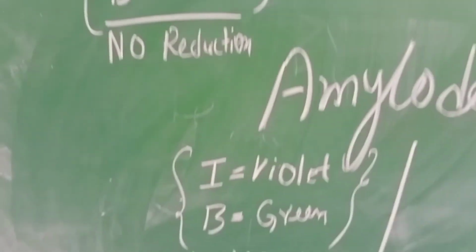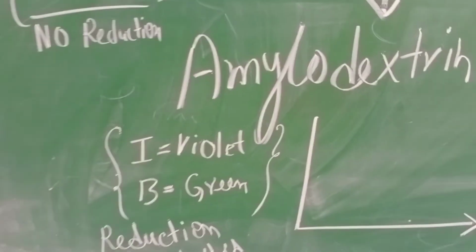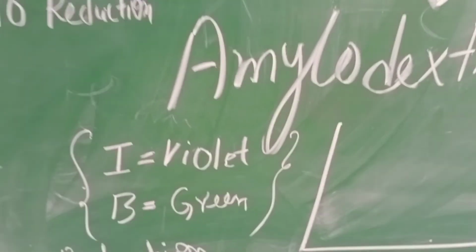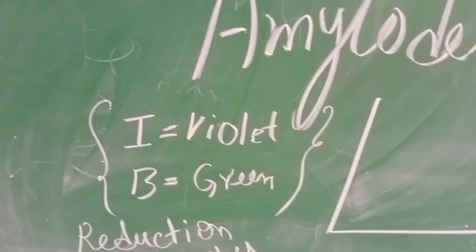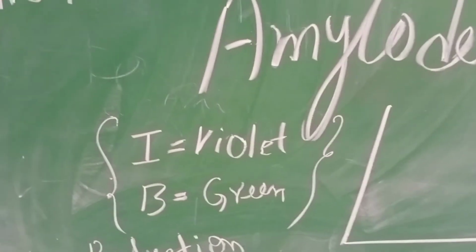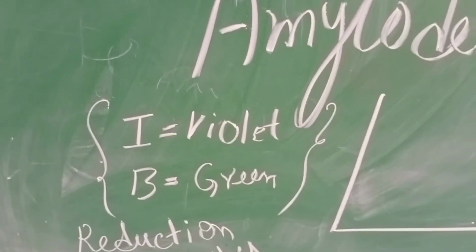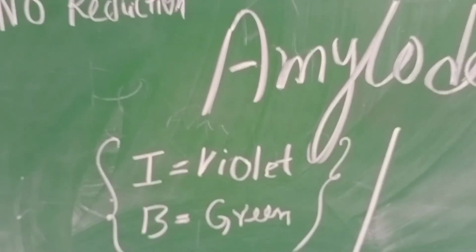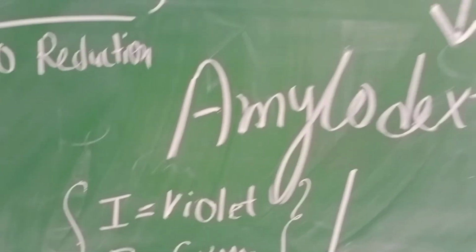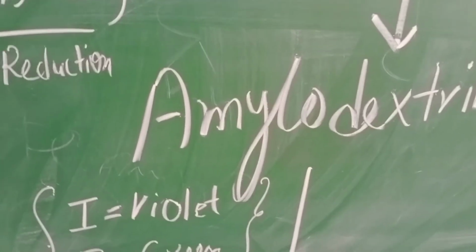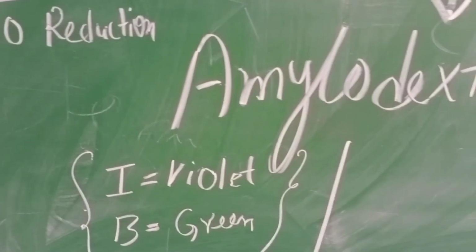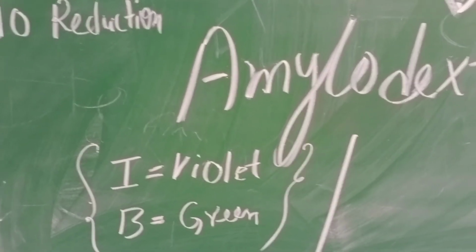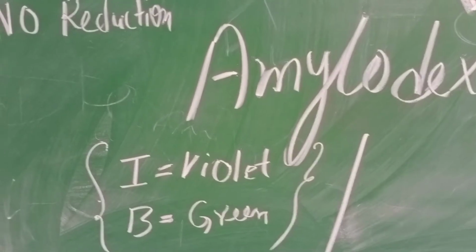So here, once the amylodextrin is formed, the iodine color changes from blue to violet. Once this particular product is exposed for the reaction, we are getting a violet color. So formation of violet color will indicate the formation of amylodextrin, and when this amylodextrin is exposed to the Benedict solution, we are getting a green color.